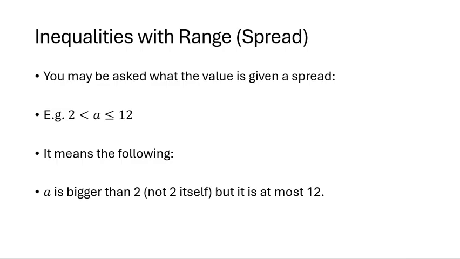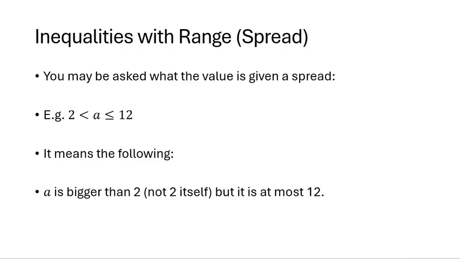So sometimes you'll be asked what the value is given a spread. Okay, so you need to understand what it means and how it sort of looks like. I have this example here. 2 is less than a, and a is less than or equal to the number 12. So this is what it technically means. Okay, a is bigger than 2, but it's not 2 itself, but it is at most 12.